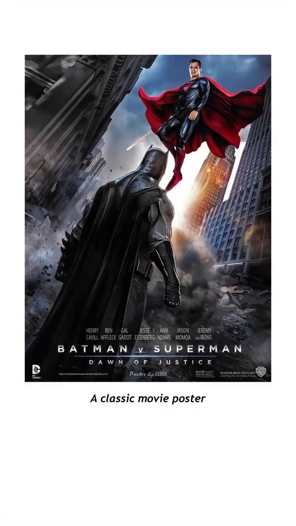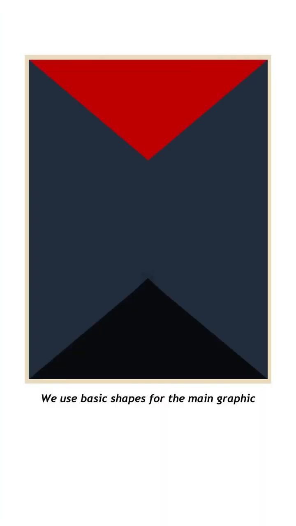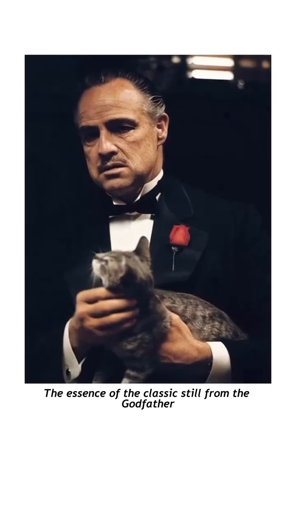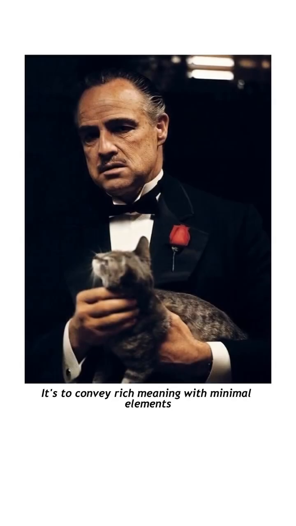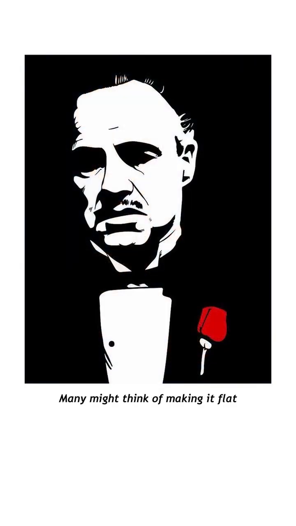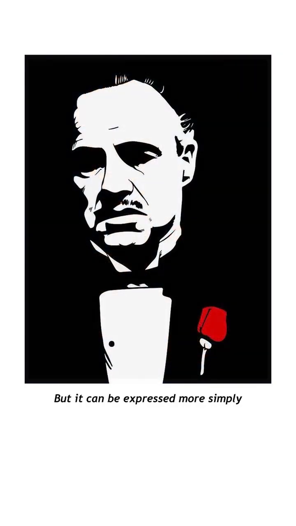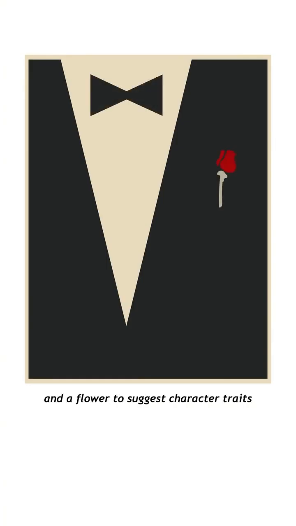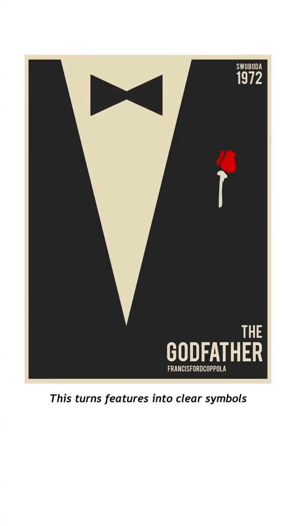A classic movie poster, simplified into a minimalist style. We use basic shapes for the main graphic, and incorporate character traits into the triangle. The essence of the classic still from The Godfather is to convey rich meaning with minimal elements, enhanced by light, shadow, texture, and layout. If we use this still for a poster, many might think of making it flat. But it can be expressed more simply, with triangles forming the V-neck of a suit, two more for the bow tie, and a flower to suggest character traits.